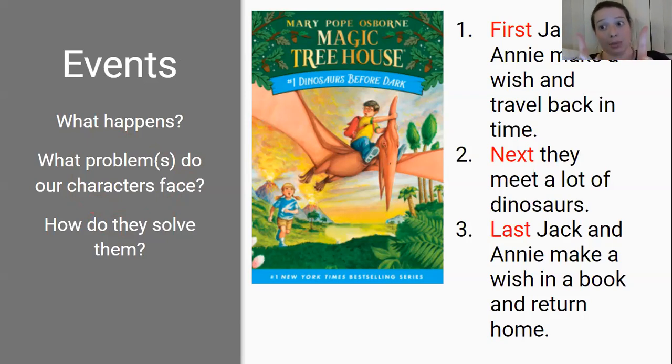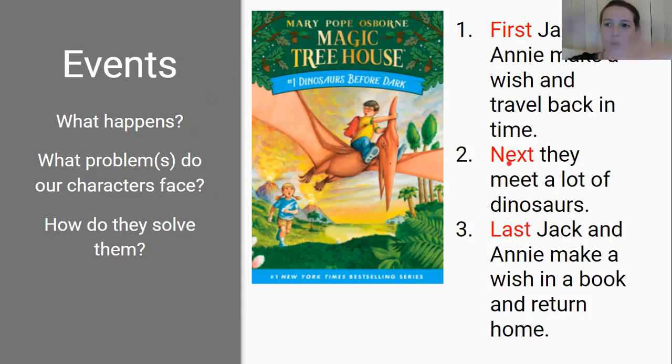However, in 3rd grade, we want to expand upon that. So we're not only including the problem and the solution, we also have this 3rd element in the middle, which is what happened in the middle of that story. Usually, the problem happens close to the front of our story. So what's the problem? First, and that's the word we want to use in 3rd grade, first, Jack and Annie make a wish in a book and travel back in time.